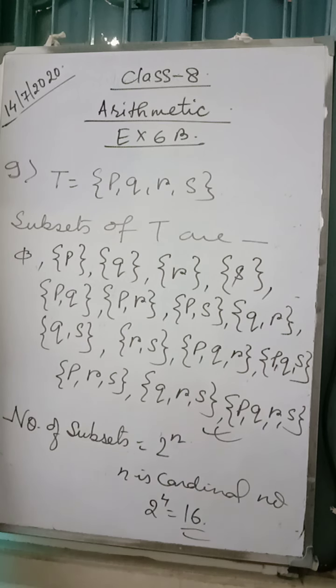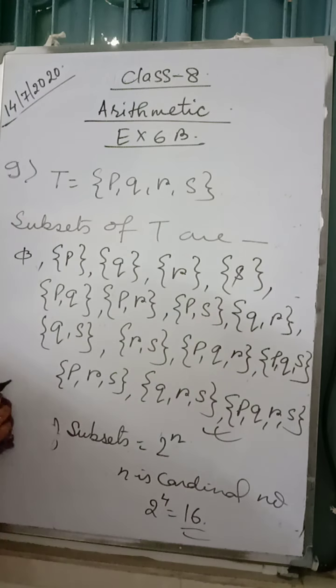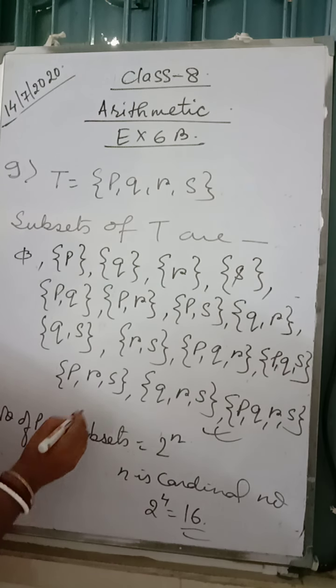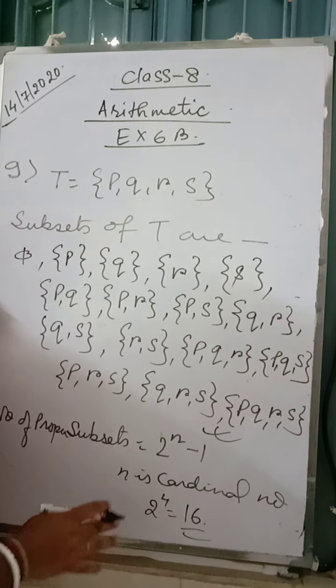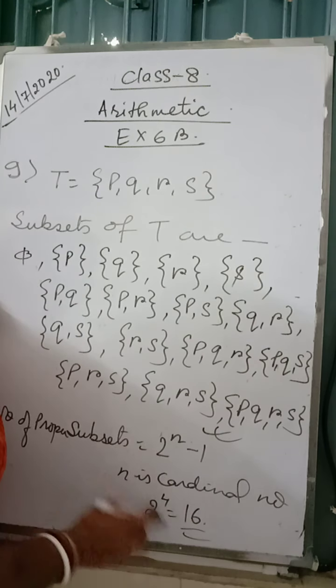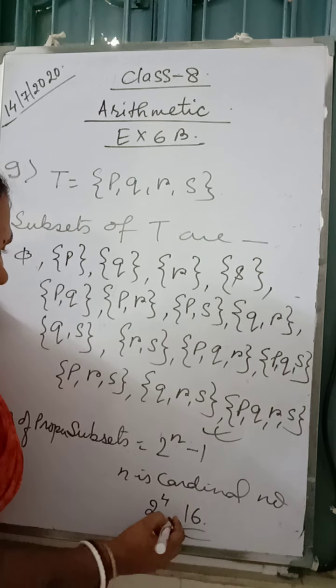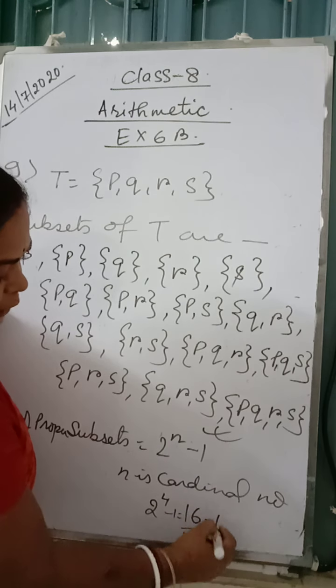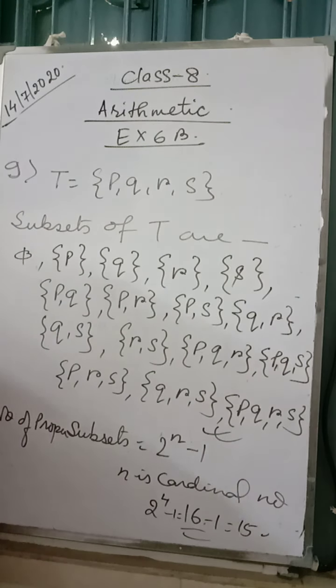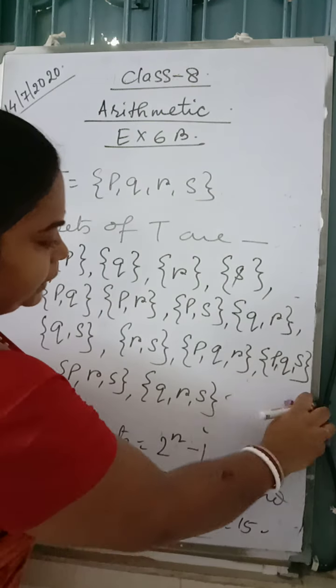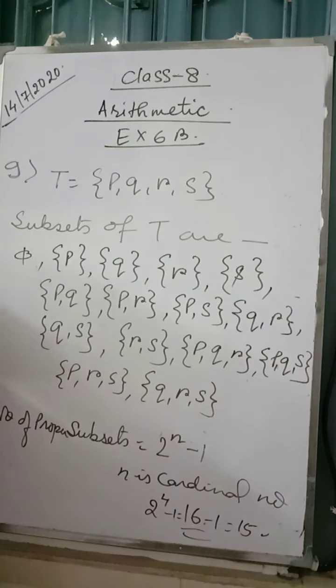Then there is a formula, number of proper subsets. Proper subset means at least one member should be extra in the main set. So 2 to the power 4 minus 1 is equal to 16 minus 1. There will be 15 proper subsets. Now what will not be in the proper subset? This PQRS will not be in proper subsets.